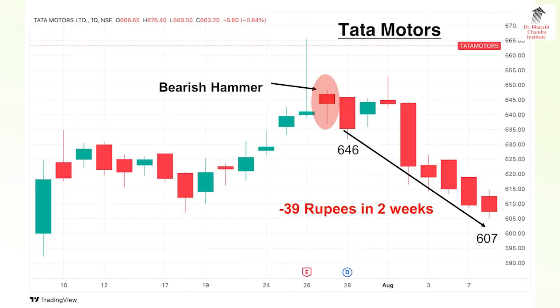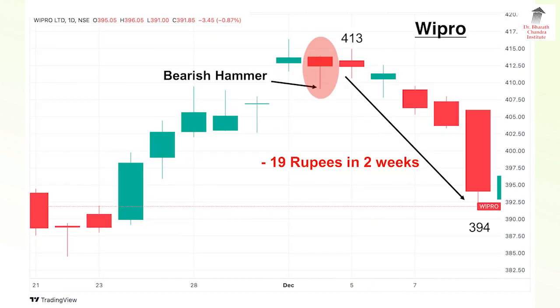And Tata Motors: the bearish hammer appeared at 646, and it came down to 607, 39 rupees minus in 2 weeks time. Third example, Wipro: the bearish hammer appeared at the top of the uptrend, and then minus 19 rupees in 2 weeks time, from 413 to 394.